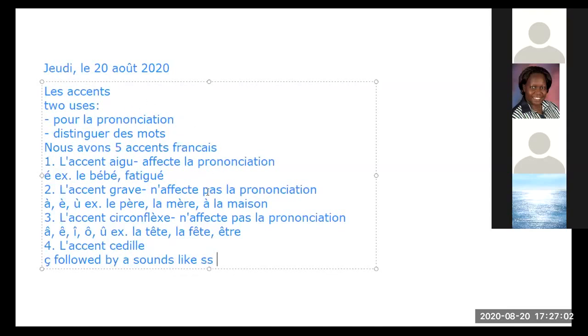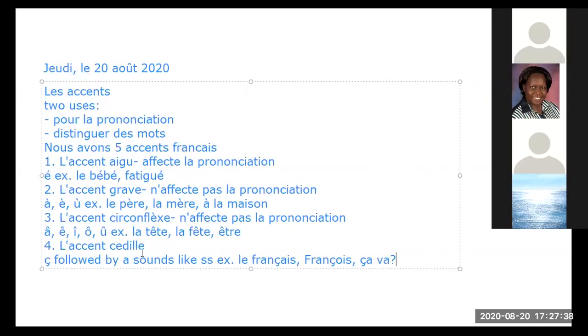For example, when we write the noun le français, and François, the noun François. And even when we are greeting, we say ça va, that ça for ça va. So that is l'accent cédille. Remember, it's only used with letter C, no other letter.